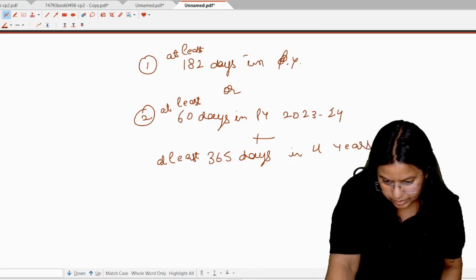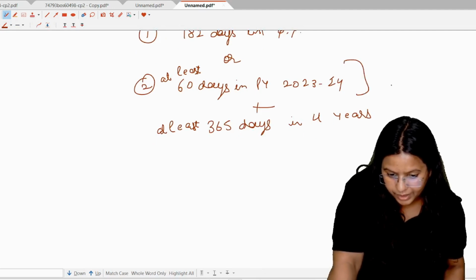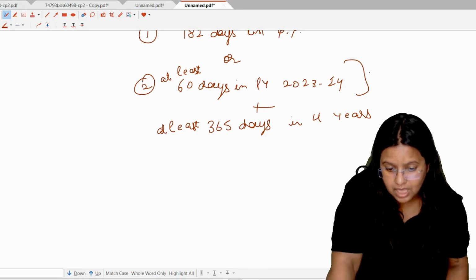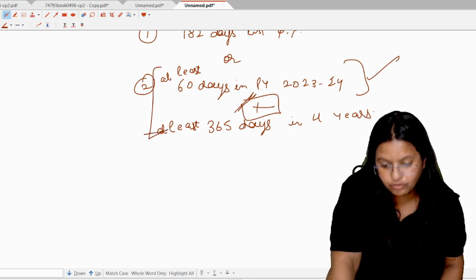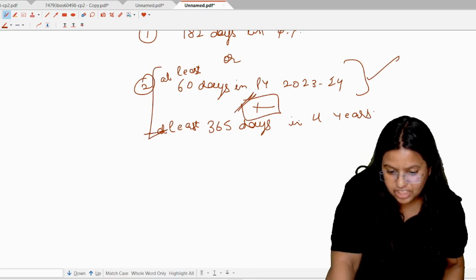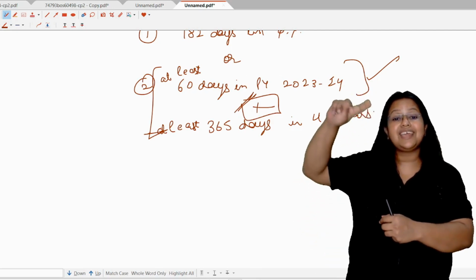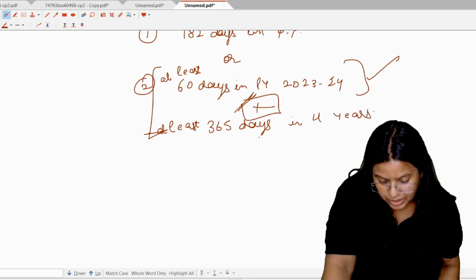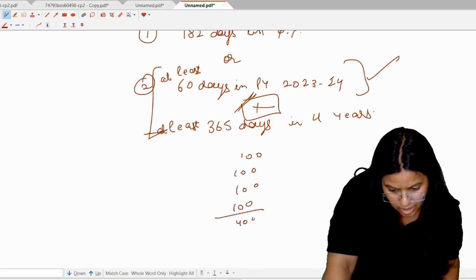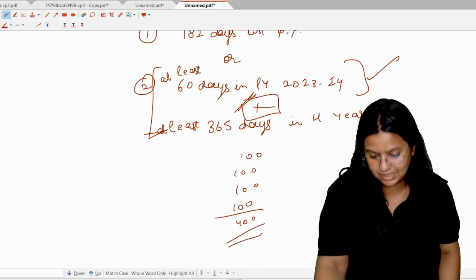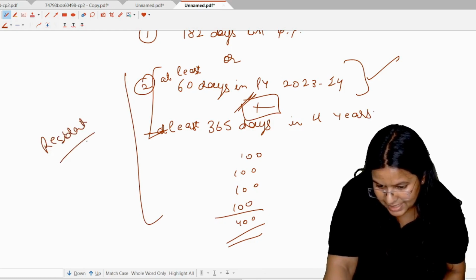Okay, so now student, it is given that he is in India in 2023-24 for at least 60 days because he was in India for 100 days. So this condition is satisfied. Plus the additional condition is they have to fulfill both conditions now. So at least 365 days in 4 years. He was coming in India for 100 days for past 10 financial years. Now student, we can write 100, 100, 100 and 100 for the 4 years. That is 400. So yeah, he was in India for more than 365 days in the 4 previous years. So Mr. Brett Lee becomes a resident in India because he is satisfying this condition.